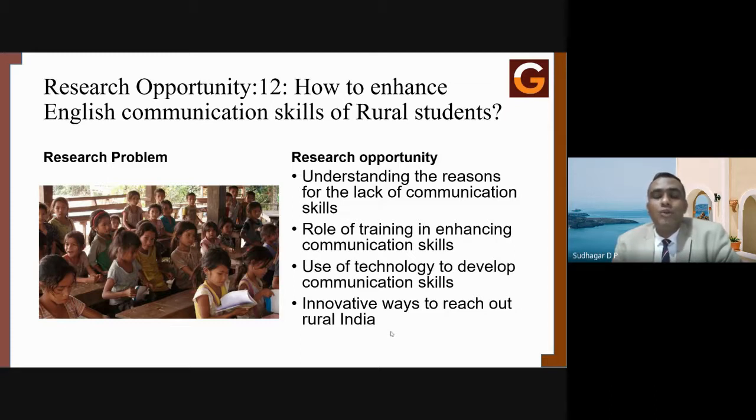Use of technology to develop communication skills. How technology can be used by the rural students in a very, very cost effective way. This also again can be considered as a research opportunity. Innovative ways to reach out to rural India. Since we have technology, since we are blessed, we have laptop, we have internet, we have everything, it's going to be much easier for us to develop communication skills. But how about children who are studying in a rural village who do not have access to the basic amenities? So you can very well work on this particular research area, which will have significant implications for students, especially from rural areas.